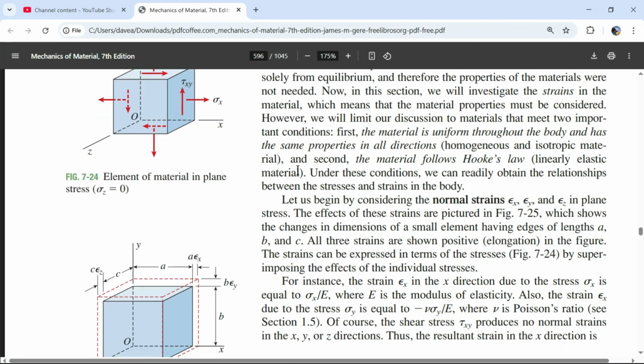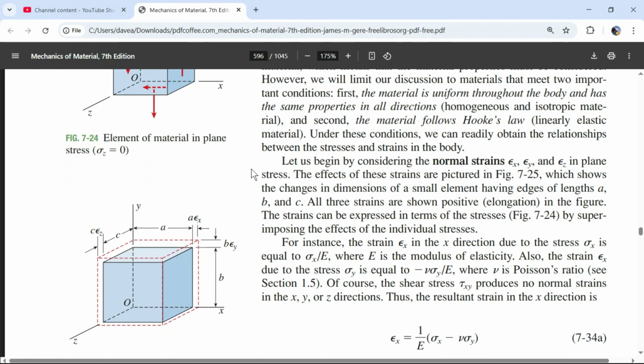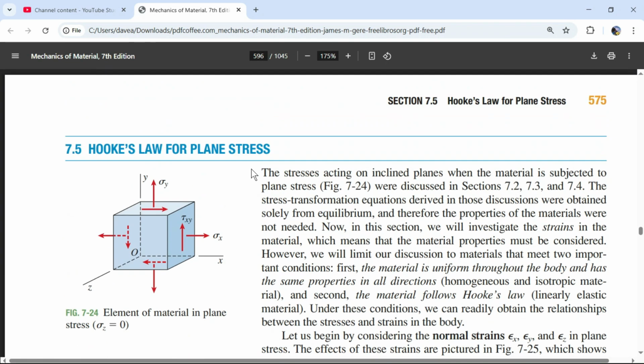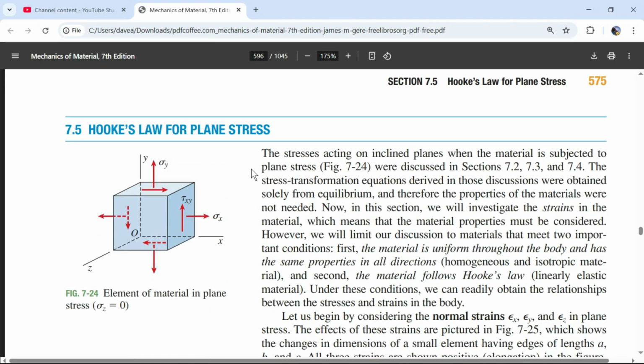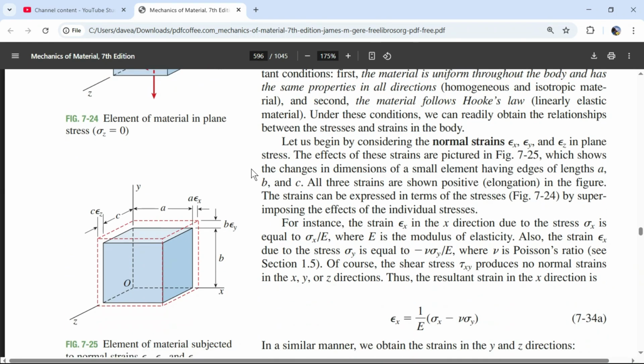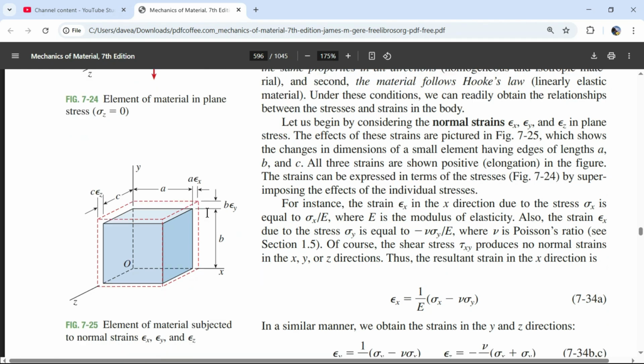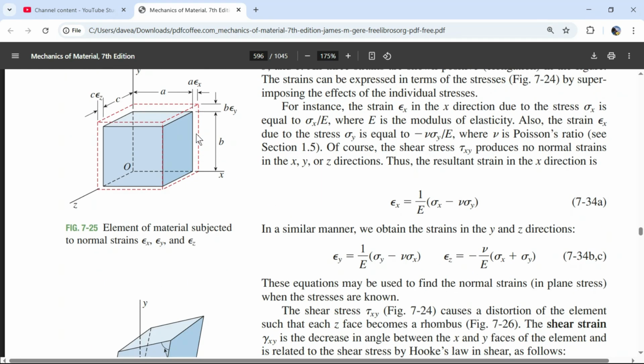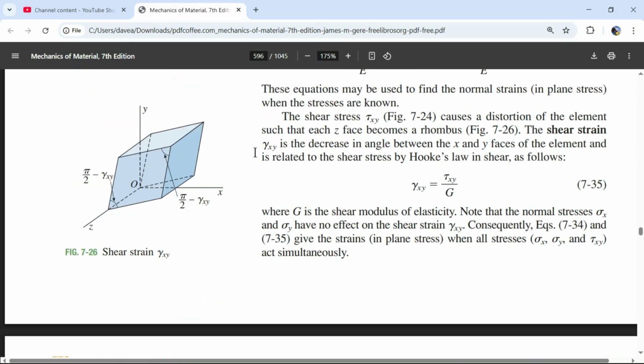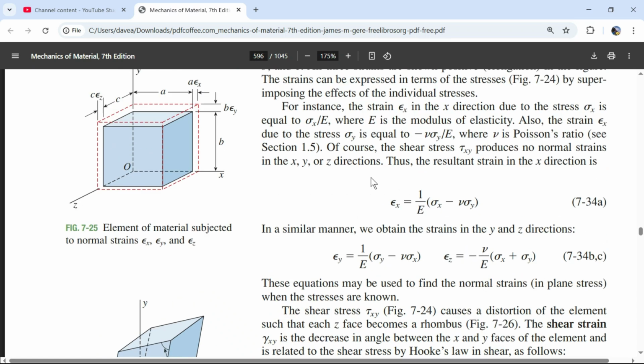How's this going to get us into strain? I thought we were doing the strain. Hooke's law for plane stress. And so we do have this strain. Are they relating strain to stress? And then so here's normal strain, where you just have a change in length in kind of a cardinal direction.